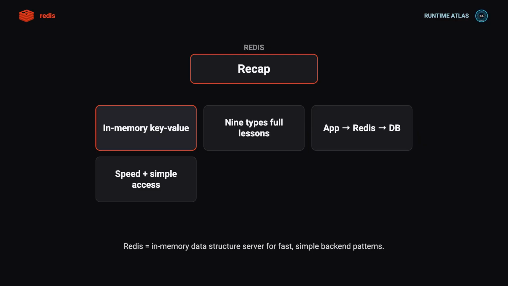Here is what to remember. Redis is an in-memory data structure server. You address data by key. Caching is one job among many. Sessions, counters, queues, leaderboards, and event logs all fit. Nine structures get full lessons in this masterclass. Redis sits between your app and your database as the fast desk, not the warehouse. Next lesson, keys, time to live, and expiry. The foundation of temporary data.